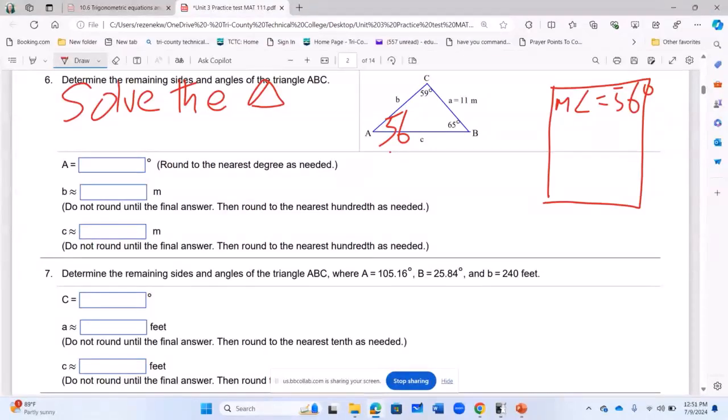So okay, now I'm looking for one of the sides. I got to find all of them though. So I'm given only one side. Because I'm given side A, I can start with A over sine A.